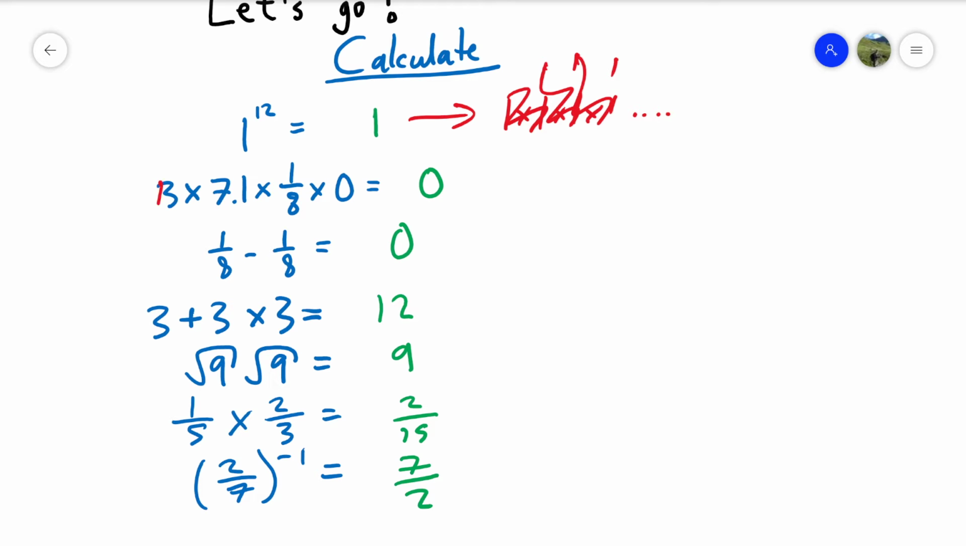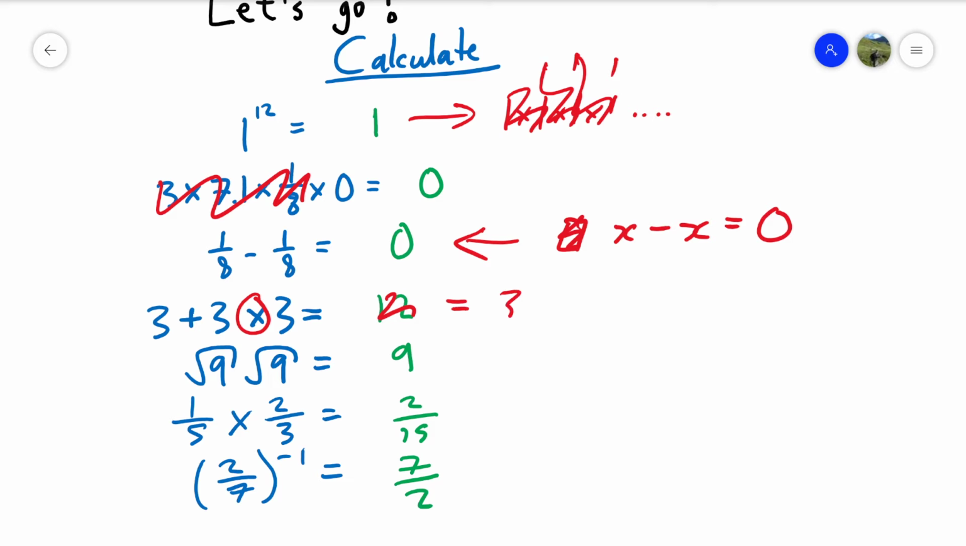Here, none of this matters because you're timesing by 0. So whatever happened before doesn't matter, it's now 0. This one here, you've got something like something minus itself. So if you take something away from itself, you end up with 0. This one, remember BIDMAS, or however else you call it, which is the order of operations. You have to do times first. So this is 3 plus 9, which is equal to 12.